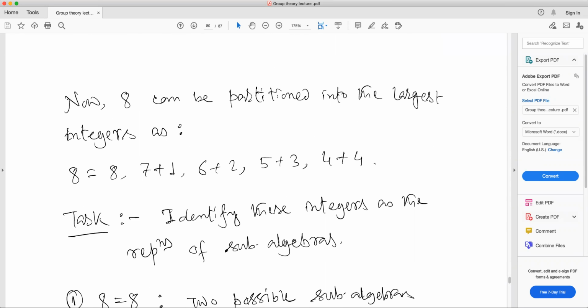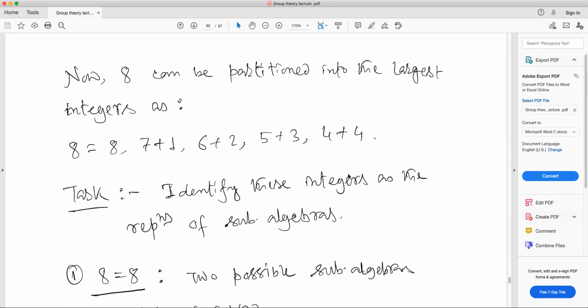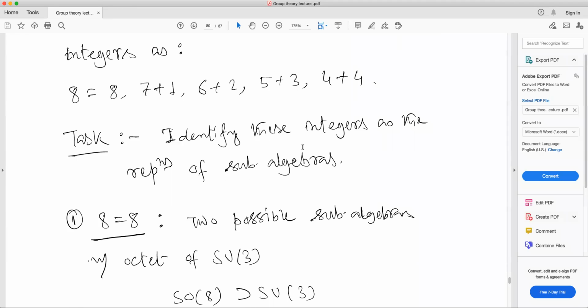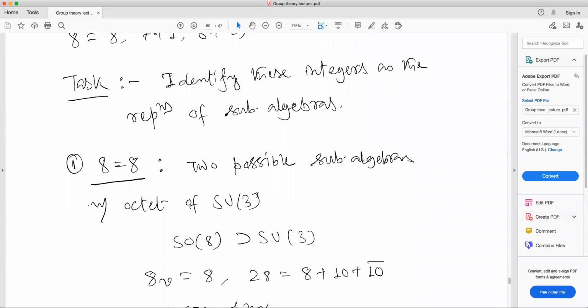Now 8 can be partitioned into the largest integers as 8 equal to 8 plus 0, 7 plus 1, 6 plus 2, 5 plus 3, and 4 plus 4. These are all independent structures. Now the task is to identify these integers and partitioned integers in terms of the representation of some subalgebras.